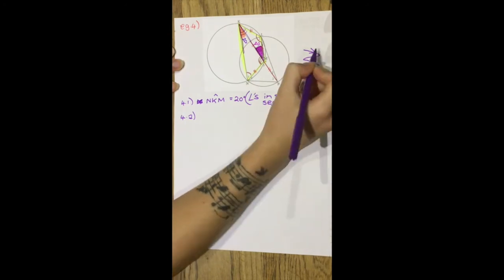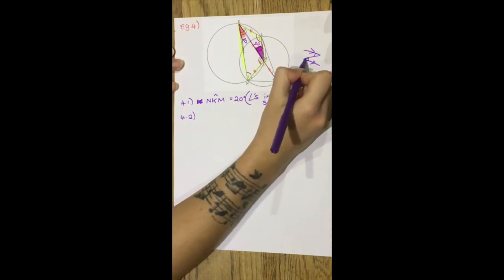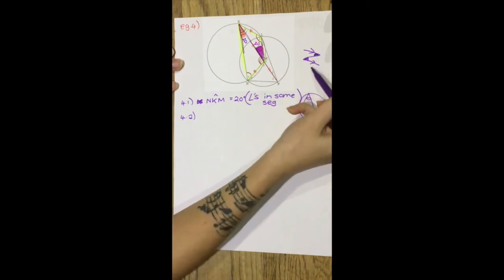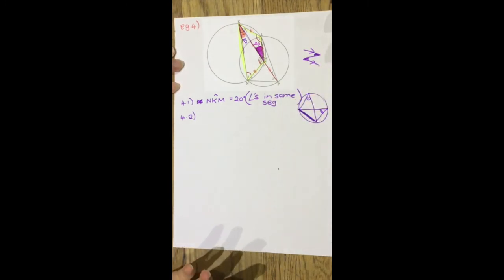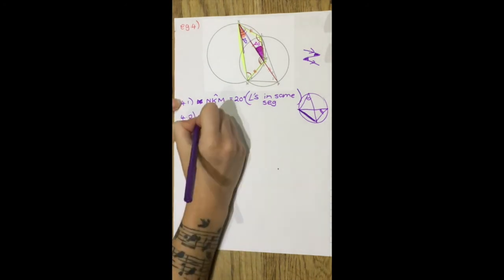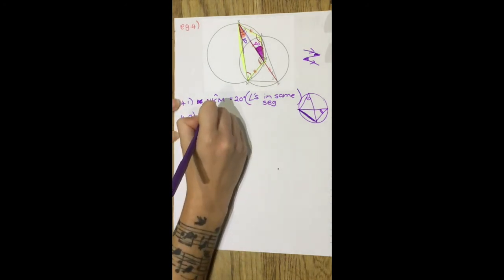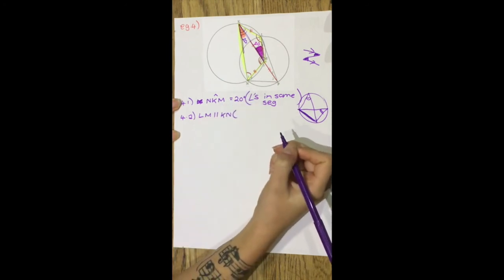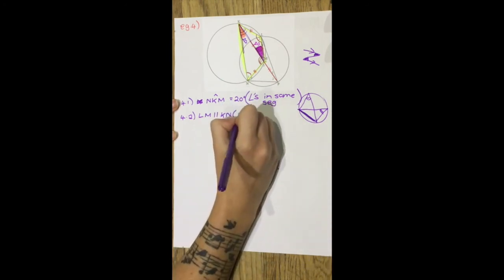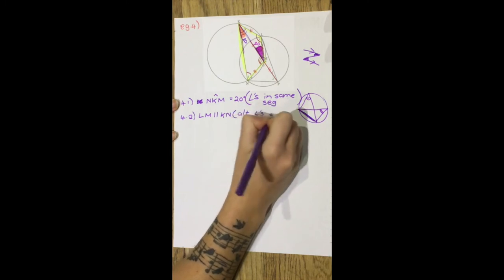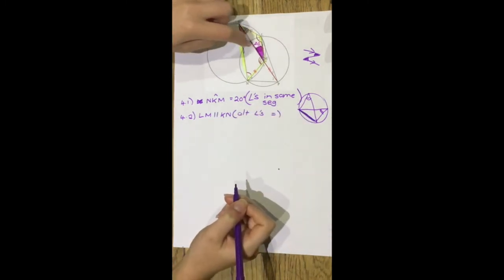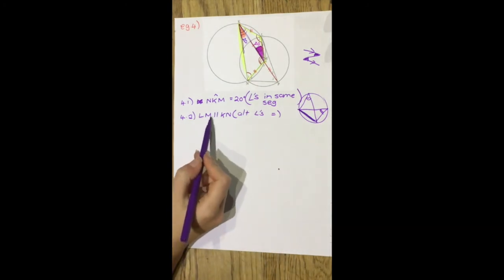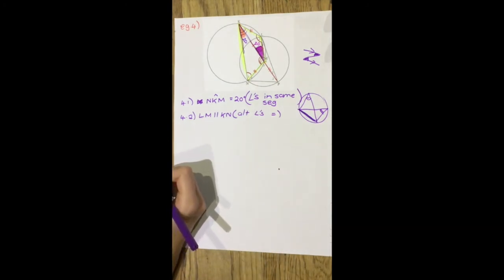This is alternate angles. So if I've proven that those two angles are equal to each other, therefore the lines should also be parallel. Okay, so I can say LM is parallel to KN. Why? Because alternate angles are equal. I've proven that these alternate angles are equal, so it forms that alternate shape, and LM will be parallel to KN.